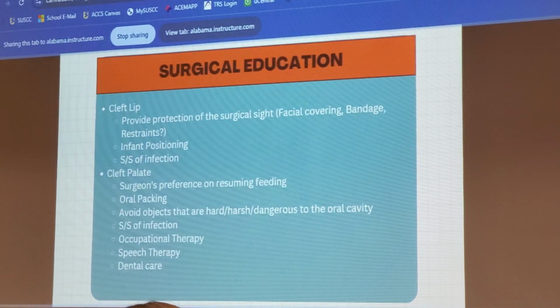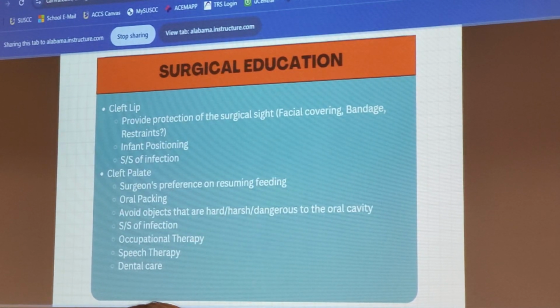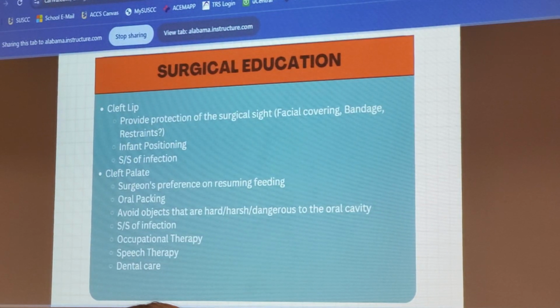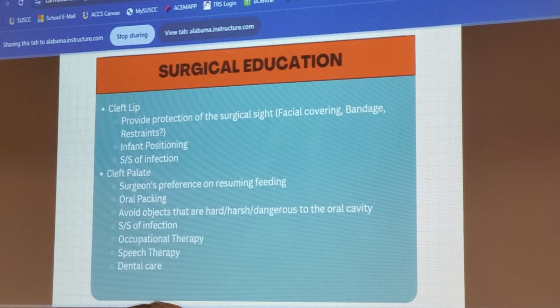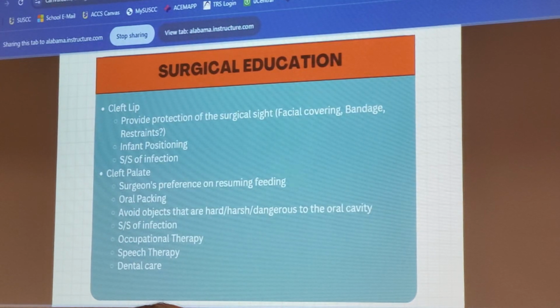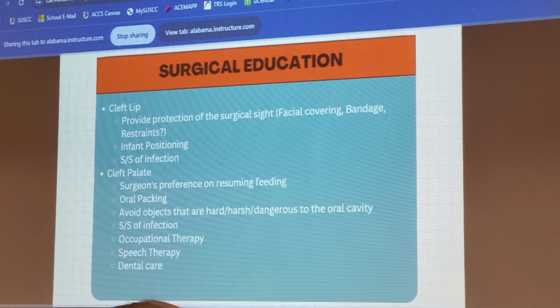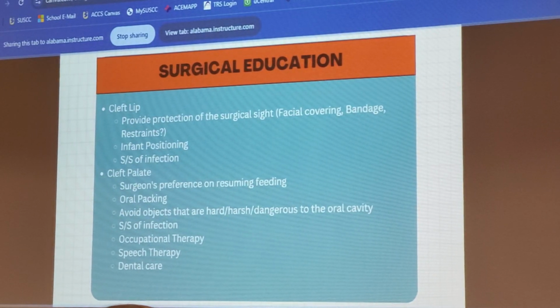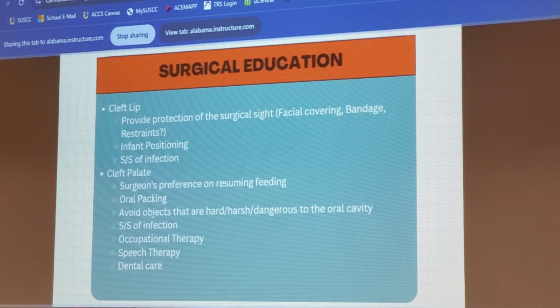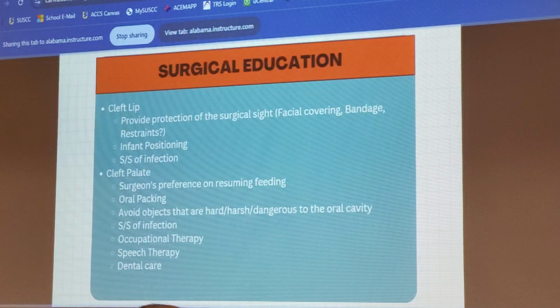We're really gonna try to reduce the amount of times we introduce anything harsh into the baby's mouth. So anything that's real hard or wiry, you want it as soft as you can. Nipples, we're not directly touching that side with the nipples. We're gonna try to put it off to the side. Probably won't allow a pacifier for the next few days, few weeks, until the physician says you can. Again, we're gonna monitor for signs of infection.